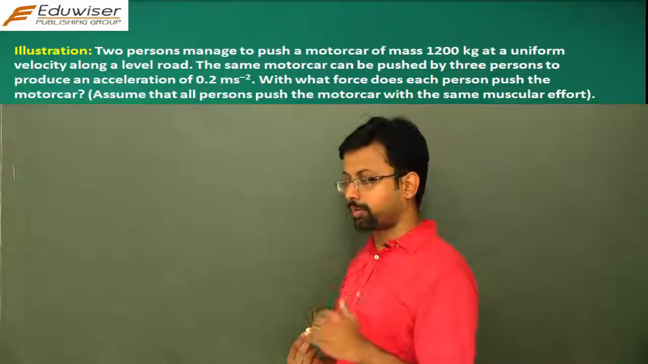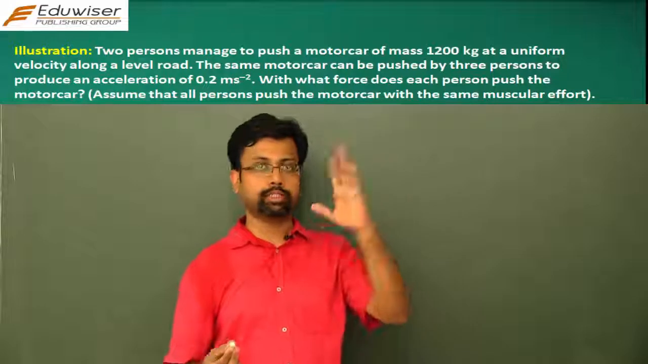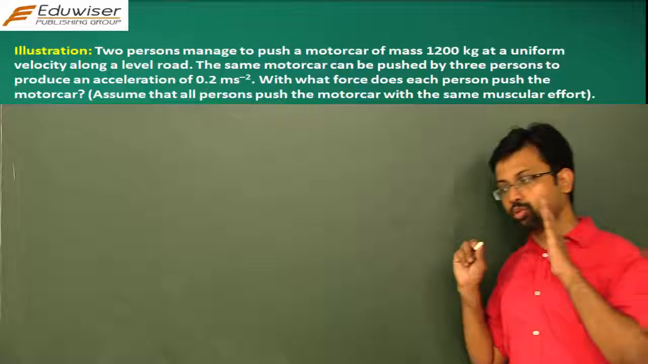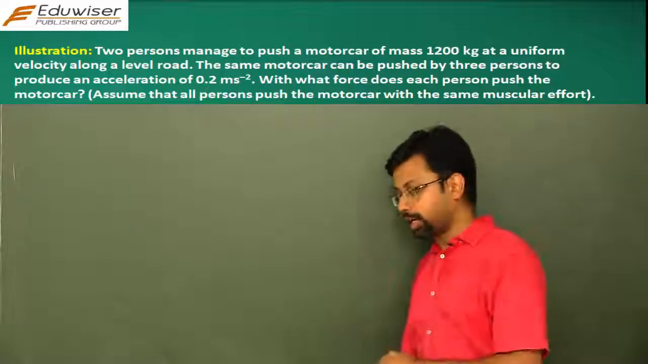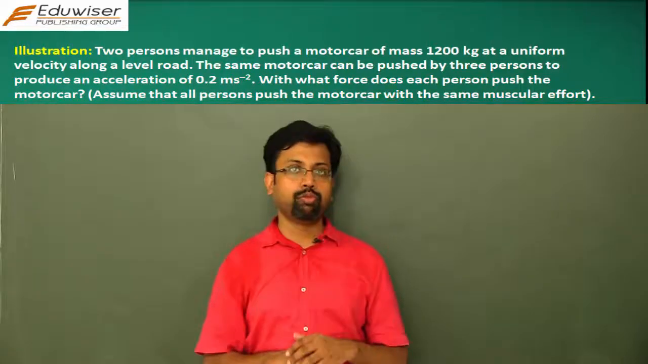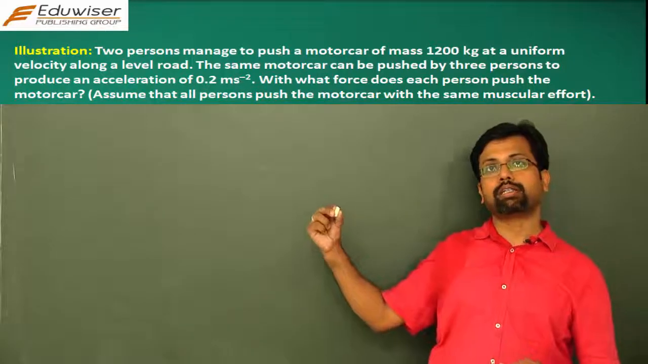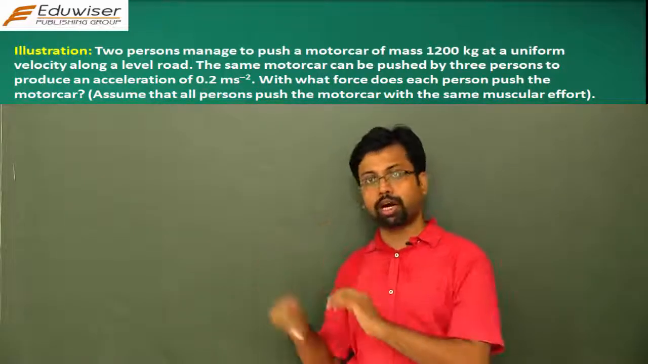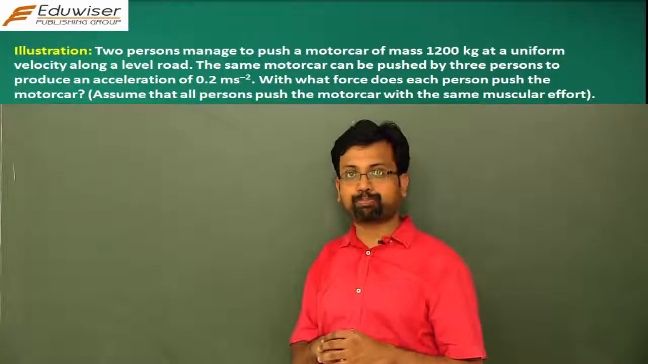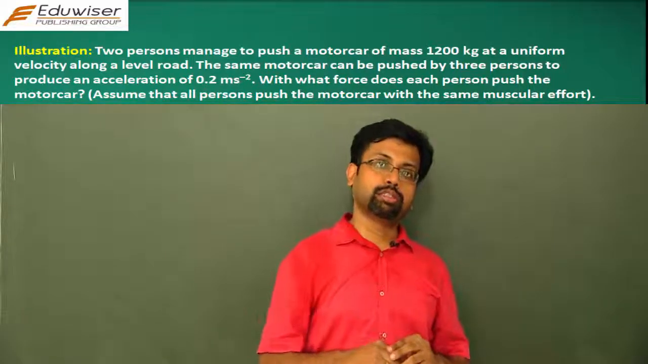So the force applied by any individual will be equal to the force applied by any other individual who is pushing the car. So it says that when initially the two people push the car of mass 1200 kg, it moves with uniform velocity. Why would it move with uniform velocity when there is an application of external force? When they push the car, there will be a frictional force that is going to act on the car, which is going to oppose the motion, and hence the car would move with uniform velocity.